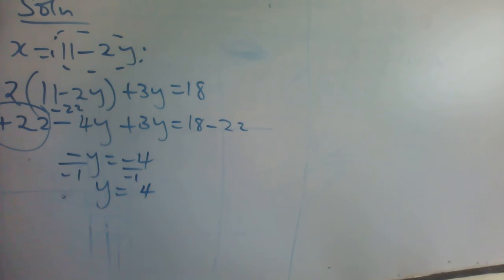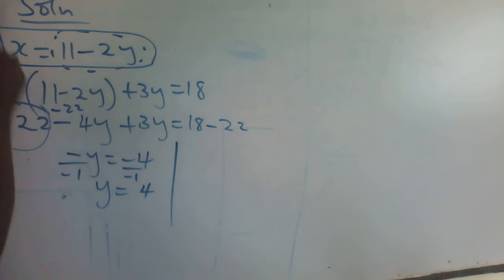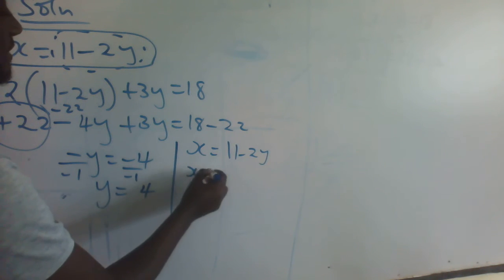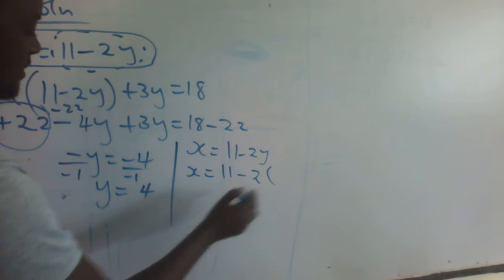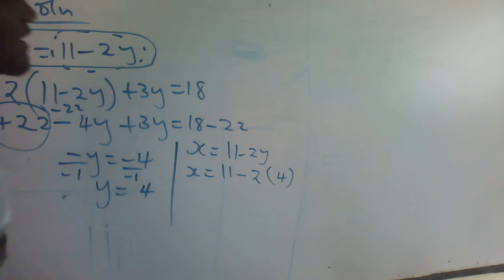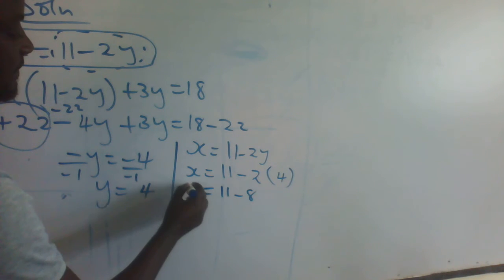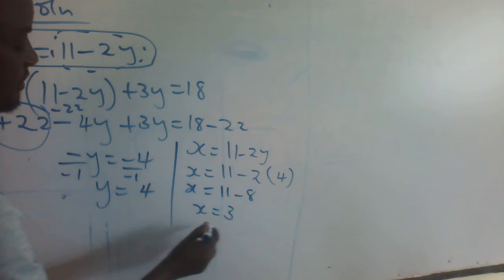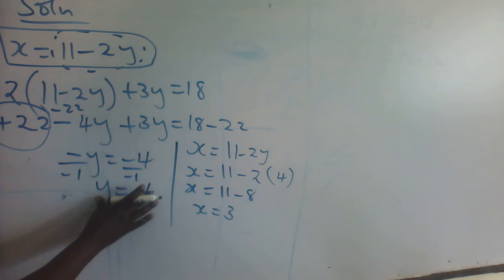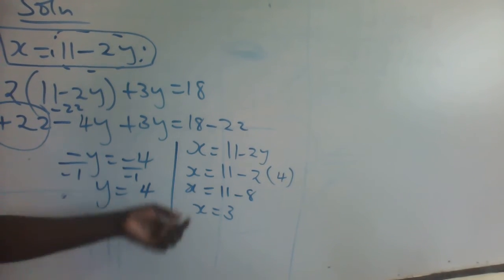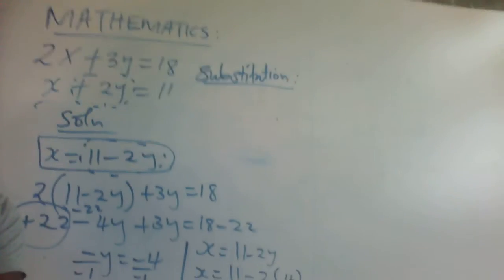After getting the value of y, now find the value of x. I encourage the students to take this equation: x equals 11 minus 2y. Y is 4. Substitute there, and this will give us 11 minus 8, which is 3. That means x equals 3, y equals 4. These are the same results, the same answers we got using the elimination method.